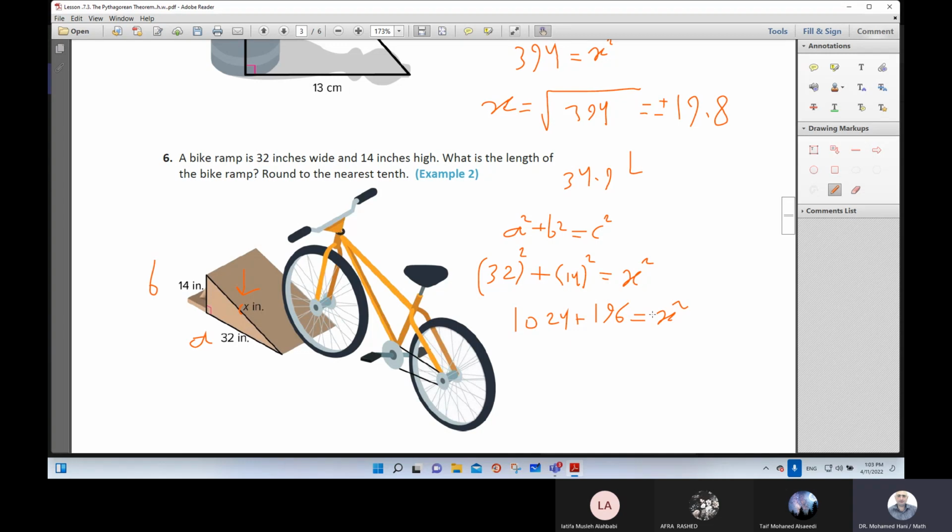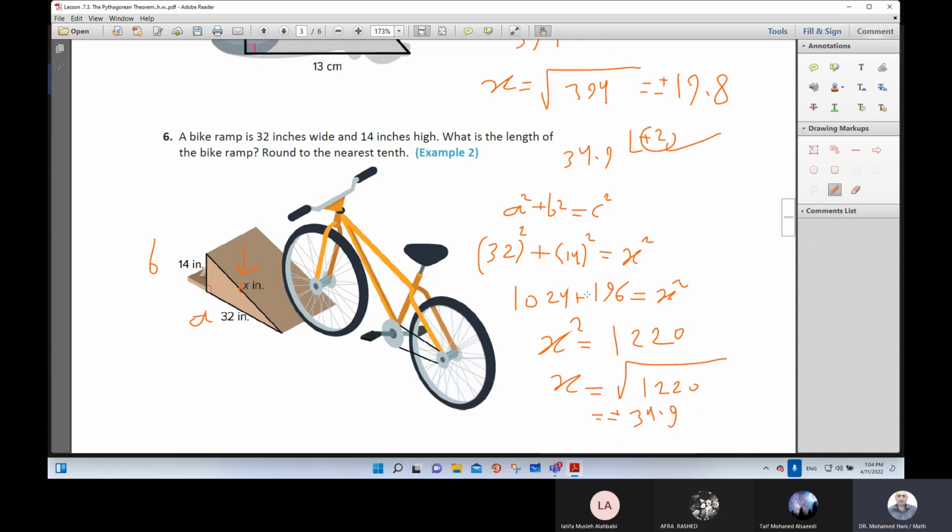Then we can add, so x squared equals 1220. So x equals the square root of 1220, means negative and positive. Then we can find the square root of 1220, which will be 34.9. And excellent work, Latifa. I will add to you 2 marks. Great, great, Latifa, and great for all.